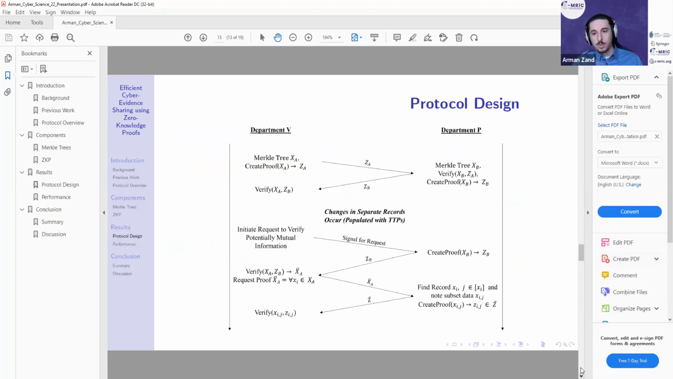So in this section, we'll just discuss the results, the protocol design, and the performance. So in this higher level, more detailed description of the protocol, with department V for verifier and department P for the prover, here I just note that we use the Merkle tree and the create proof function.